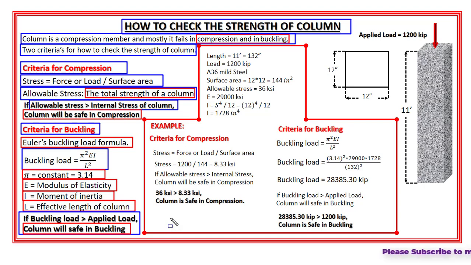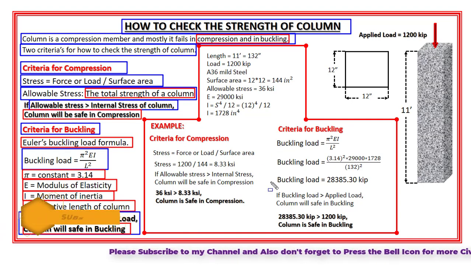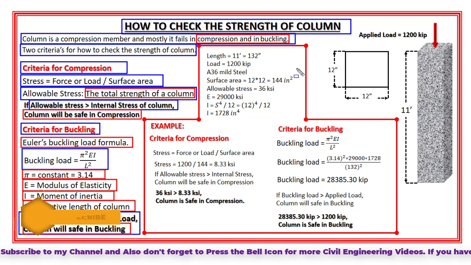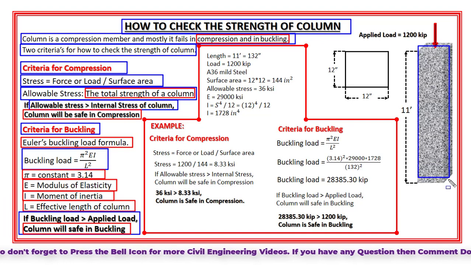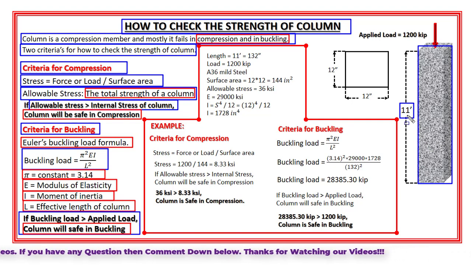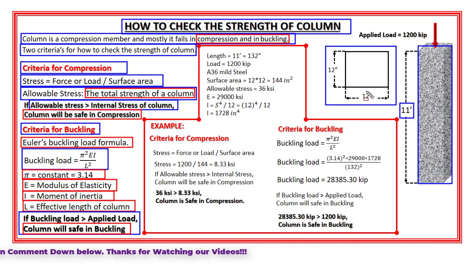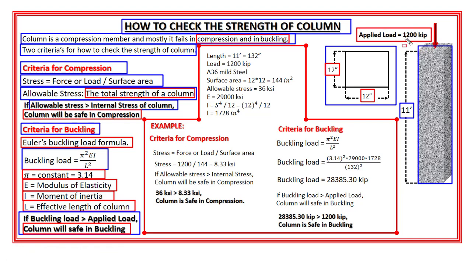Now let's take an example and see how helpful these two criteria are for us when we talk about how to check the strength of column. So let's say I have an RCC column, okay? The height or length of this column is 11 feet. And it is a square shaped column with cross section dimensions of 12 inches by 12 inches, okay? The applied load on this particular column is 1200 kN. Also, the steel used in the construction of this particular column is mild steel, right? And both ends of this column are hinged or pinned.